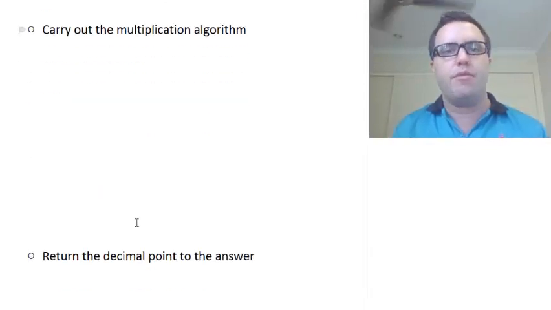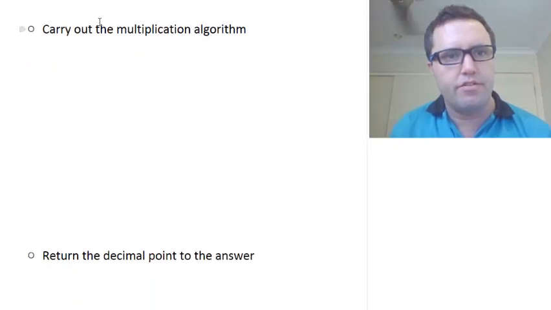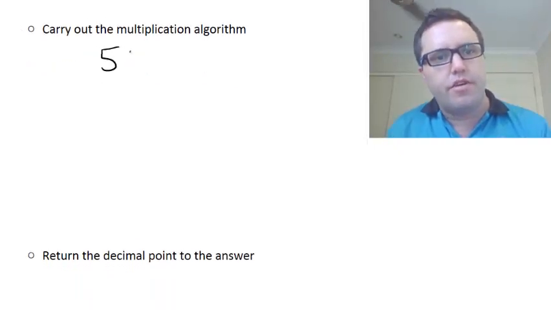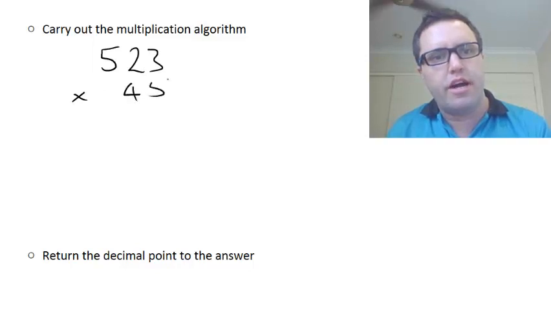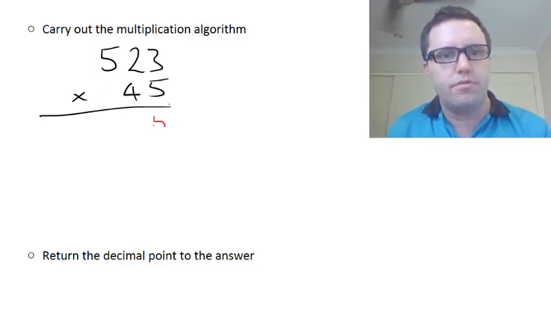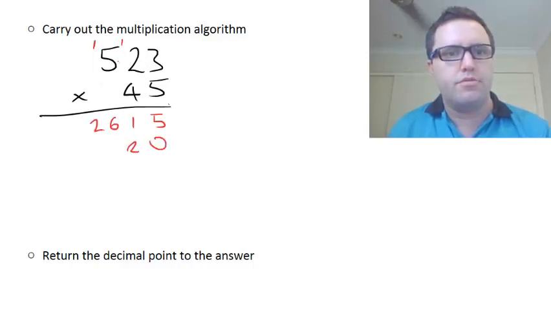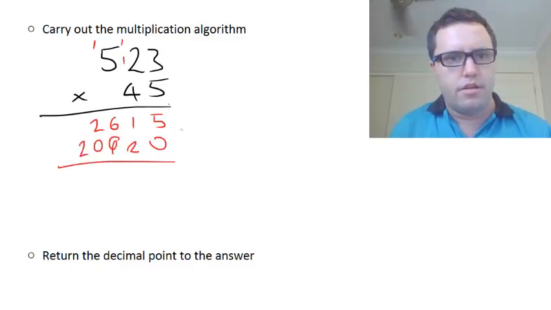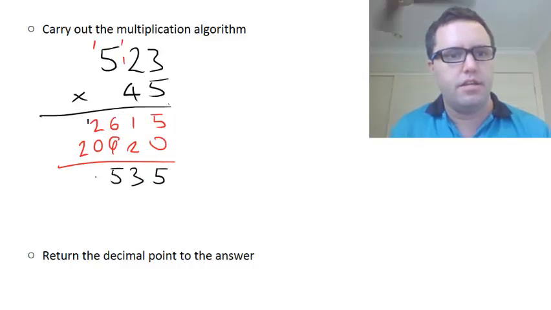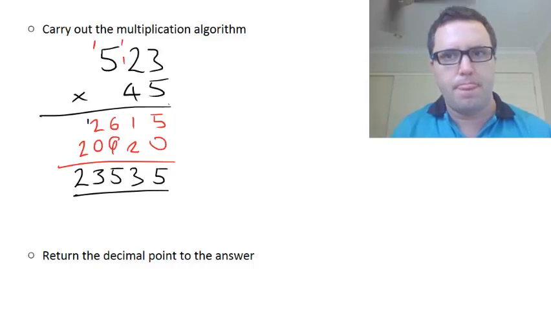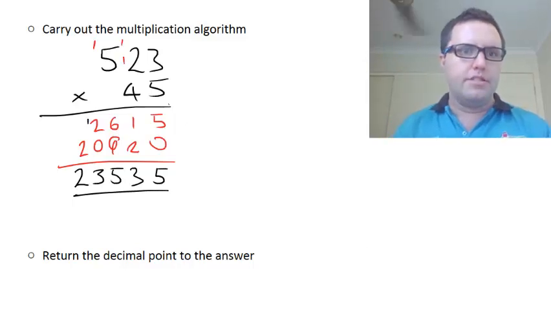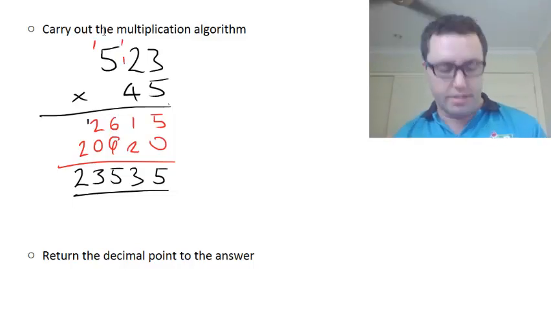All right, and now we carry out the multiplication algorithm. So I'll quickly write that again. What about 523 by 45? 523 times 45. So we just carry out as normal. 4 3s are 12, 4 2s are 8, 9, 4 5s are 20. I'm assuming that's probably right. 6 and 9 is 15. There we go. Okay, and once we've got that, we then return the decimal point to the answer.